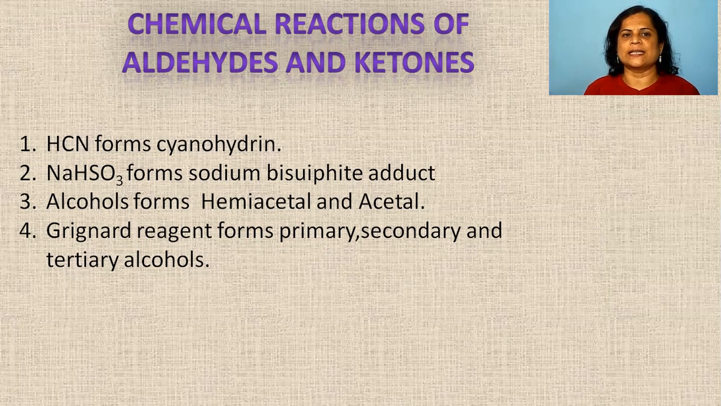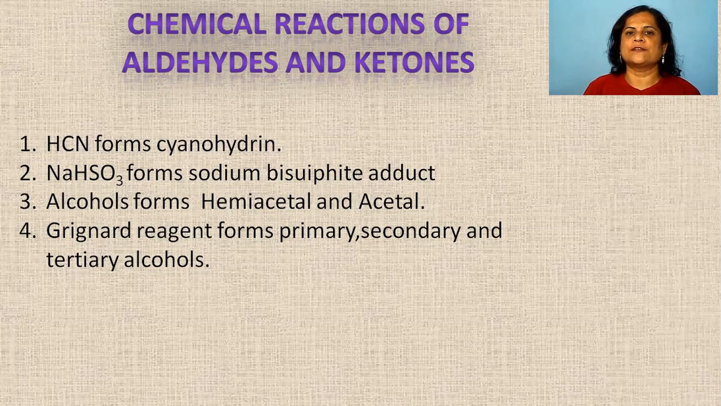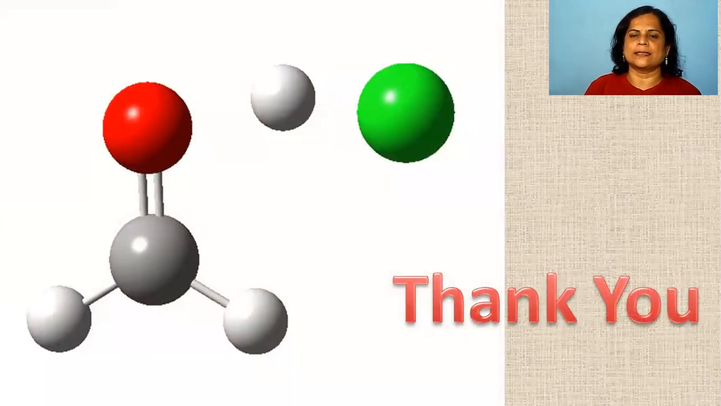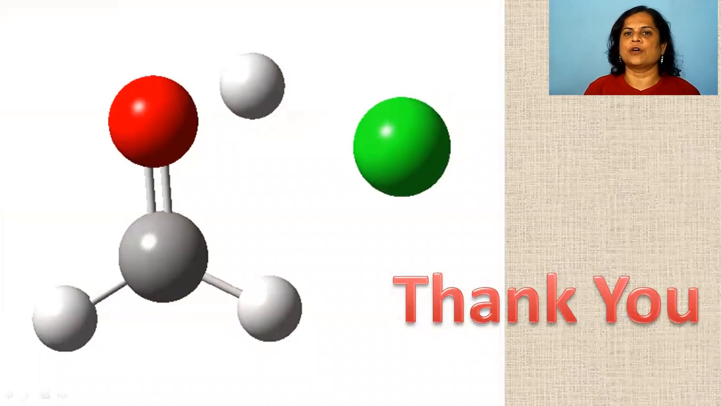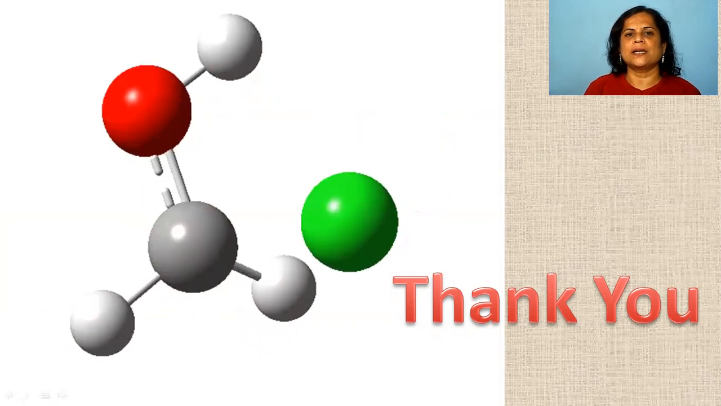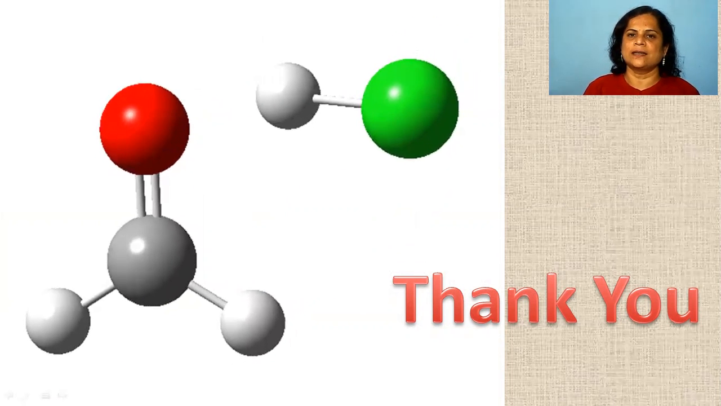When they react with HCN, they form cyanohydrin. When they react with sodium bisulfite, a sodium bisulfite adduct forms. Alcohol and aldehyde, when they react with each other, form hemiacetal and acetal. And Grignard reagents, when they react with formaldehyde, acetaldehyde, and ketones, form primary, secondary, and tertiary alcohols. So we have completed some part of the chemical reactions of aldehydes and ketones.